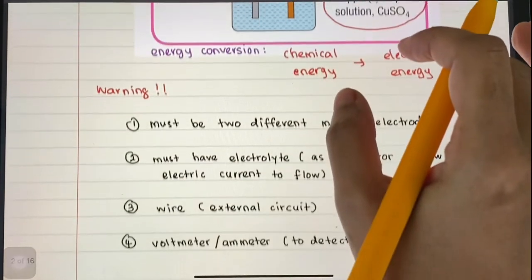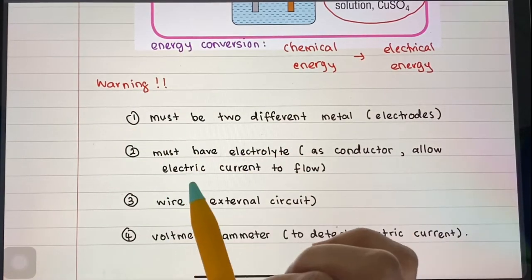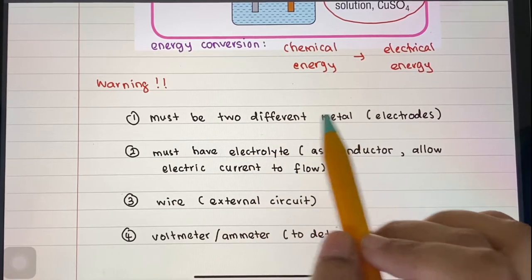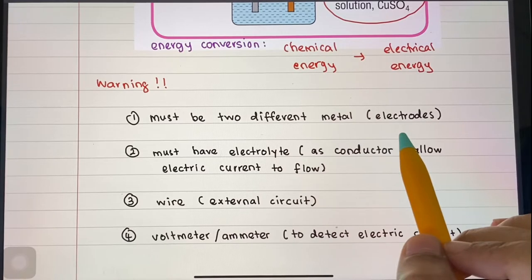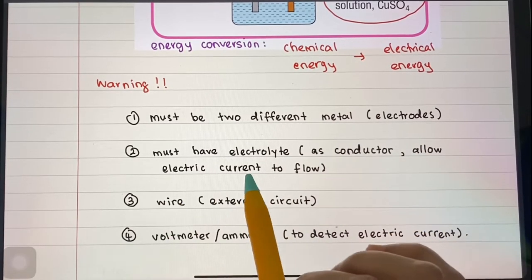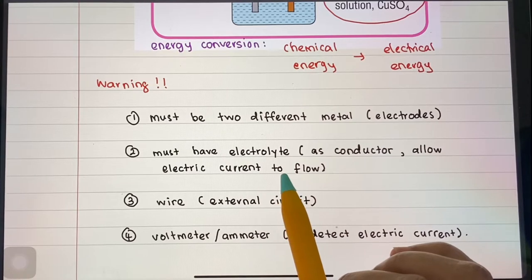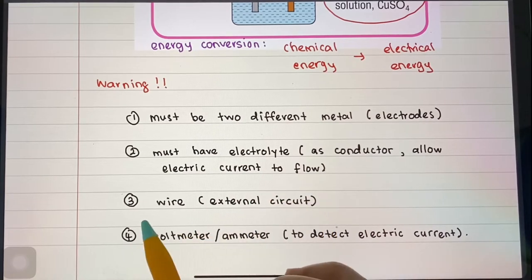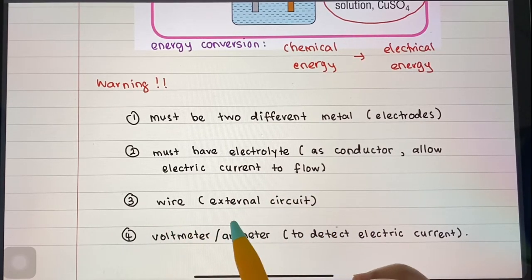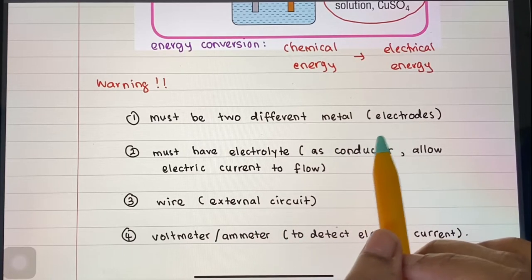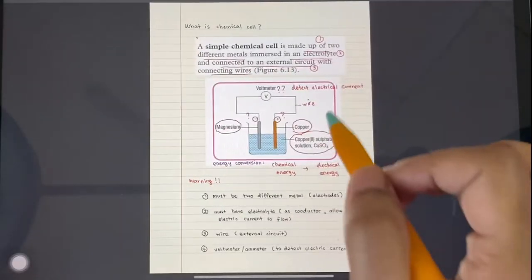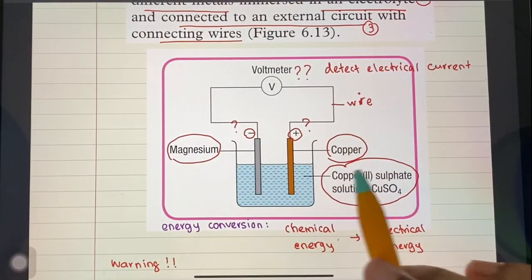So, I give you some summary here. This is a summary for chemical cell. The first one, there must be two different metals, which your metals will act as electrode. Okay? And number two, must have electrolyte. Why? Because electrolyte will act as a conductor, which allows electric current to flow. Number three, definitely we have a wire as an external circuit and to connect both electrodes. And then number four, we can use voltmeter or ammeter to detect electric current. So this is the summary. This shows the complete set of chemical cell or simple cell.